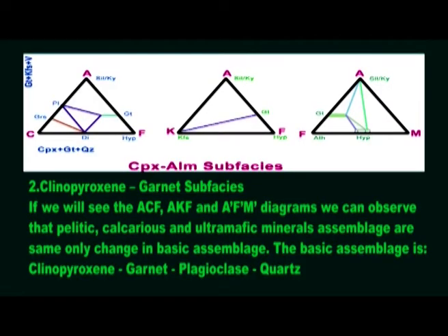Number 2, clinopyroxene garnet subphases. If we see the ACF, AKF and A-F-M diagrams, we can observe that pelitic, calcareous and ultramafic mineral assemblages are the same, only the basic assemblages change. The basic assemblage is clinopyroxene, garnet, plagioclase, quartz.